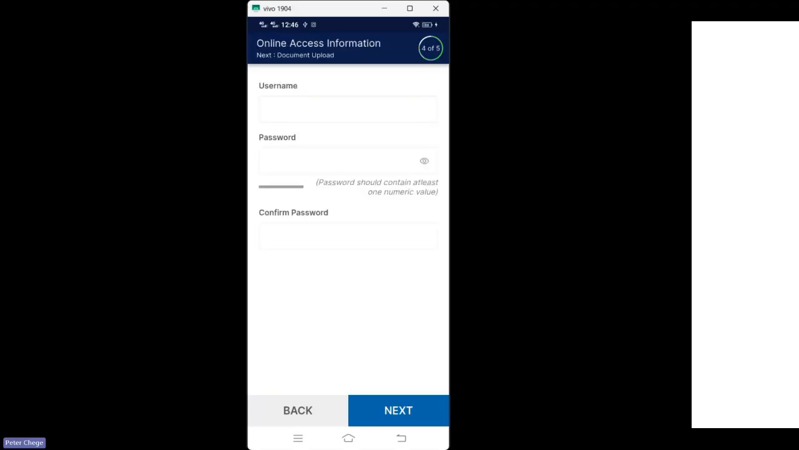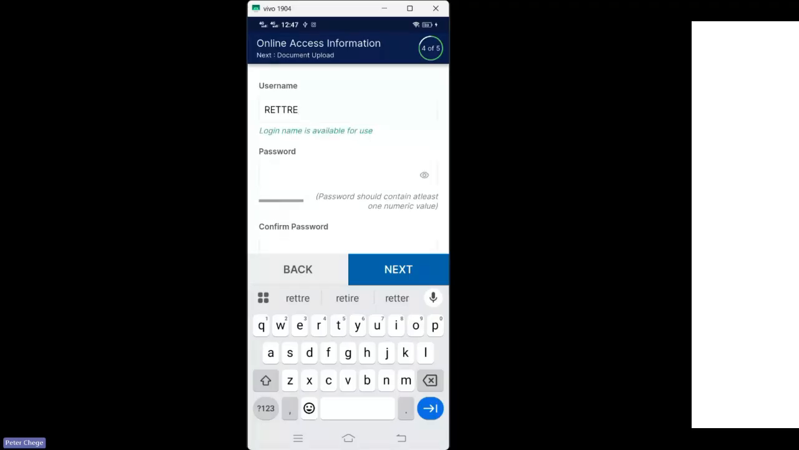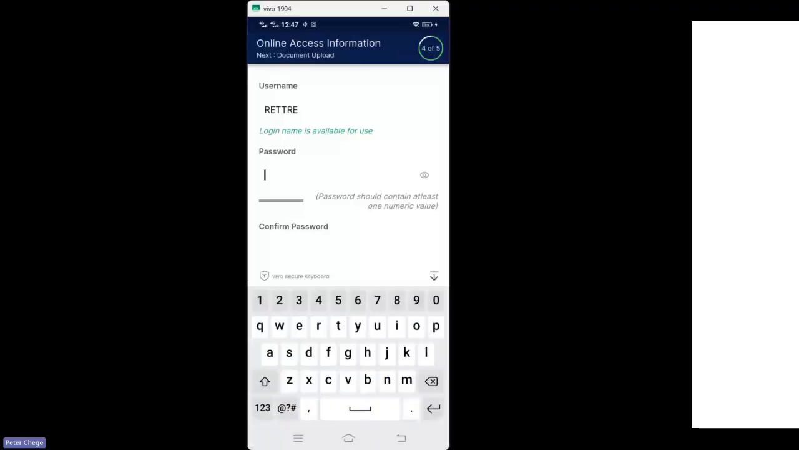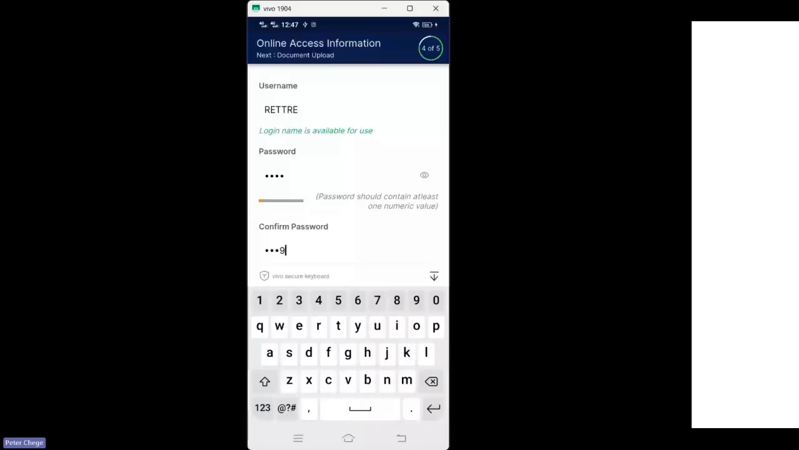Then you click next. Here you are required to choose a username. Let me just put a dummy username. Make sure you get that green pop-up that the username is available. If it's not available, just change to a different username. Then you put a PIN for this demo. I'm not opening an account, so don't be worried. You can use that. Then you confirm. It is a numeric PIN. Then you click next.